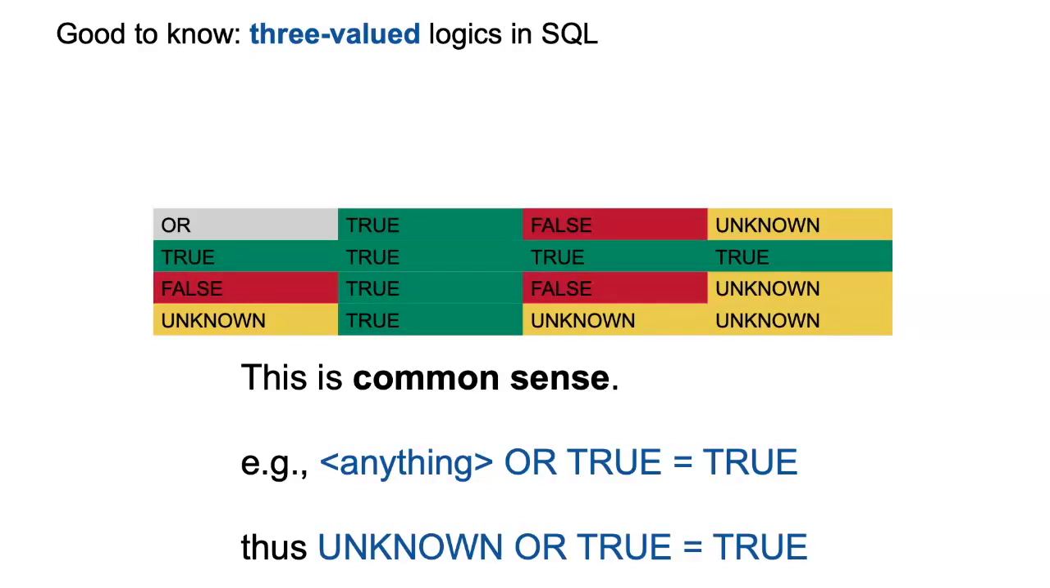Something else that is interesting in the world of SQL is that logic has three values. There's true, false, and unknown. So it means that you can extend these truth tables with a third value, unknown. It's just common sense, right?